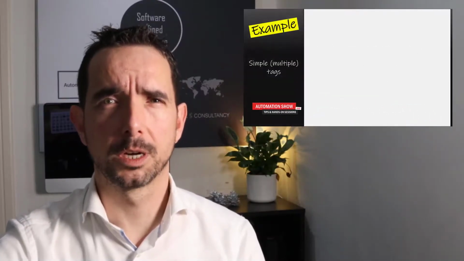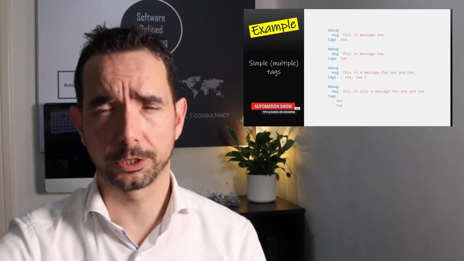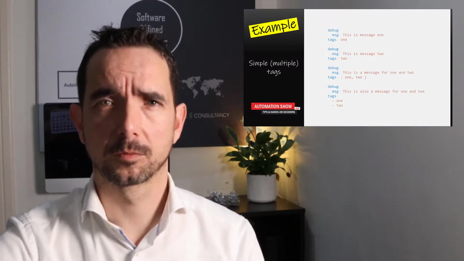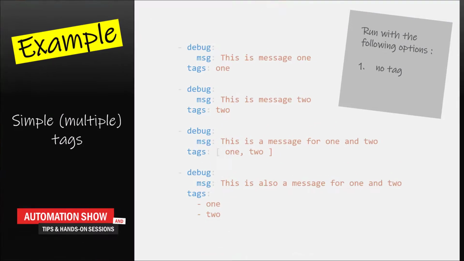We now know how the tasks and setup works, so we'll just start with the challenges presented. Run with the following options. No tag. What will happen with the first task? It will run. Second, it will run. The third, it will run. And the last one, it will run as well. Because there's no never tag, everything will run with no tags.